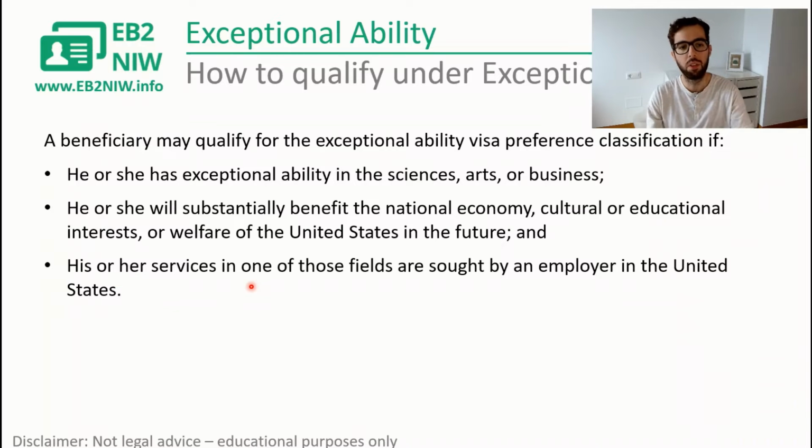And finally, if your services in one of those fields are sought by an employer in the United States. So here they are saying, if you have someone chasing your skills, chasing your ability to do a certain work, then you may be a person of exceptional ability. All right, but this is still a little bit generic. So tell me more, Oscar, about what do I need to present in my application to convince USCIS that I am indeed a person of exceptional ability.